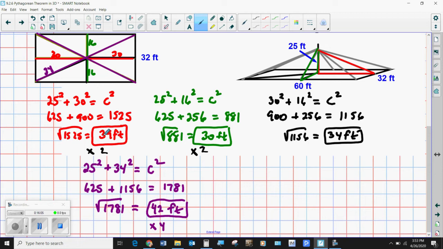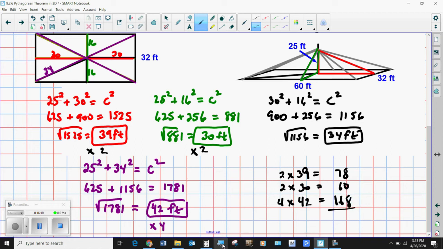So let's take 2 times 39, which I believe is 78. We're going to take 2 times 30, which is going to be 60. And this one, we didn't actually need guy wire for that because that was the dimension across the flat top of the roof. We used this to find the guy wire distances from here to here. So we need 4 of the 42s. 4 times 42 ends up equaling 168.